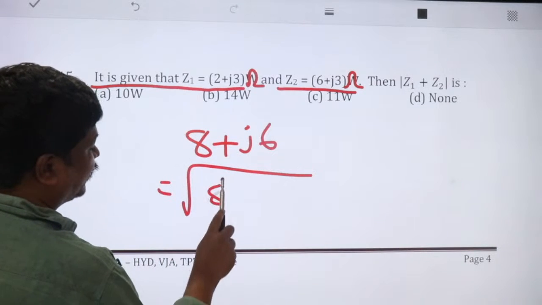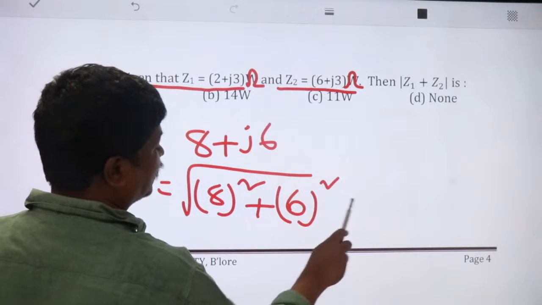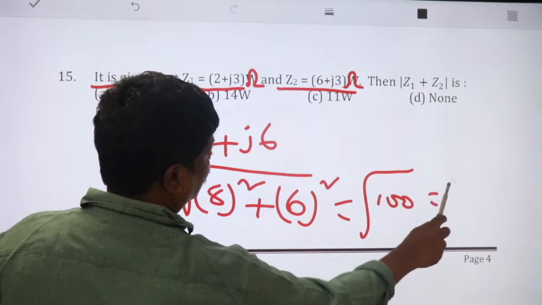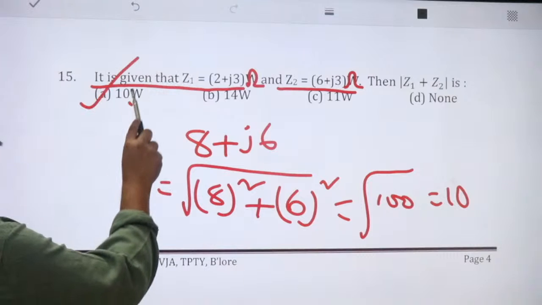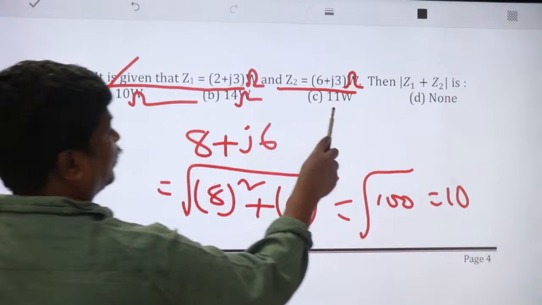Square root of 8 square plus 6 square. How much does it become? Root 100. That is equal to 10. So the answer is 10 ohms, not watts actually. All are in ohms.